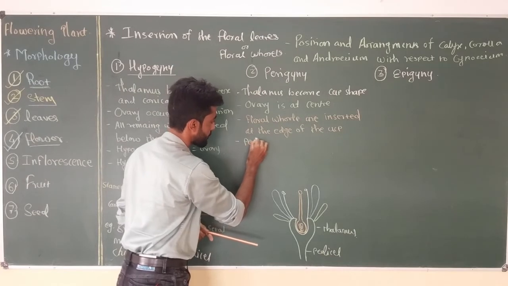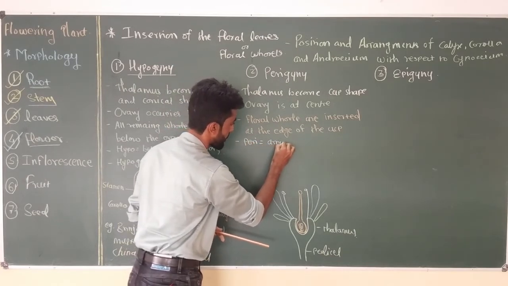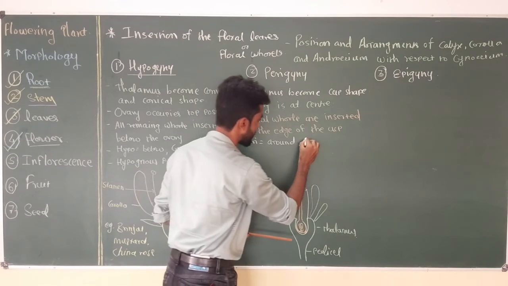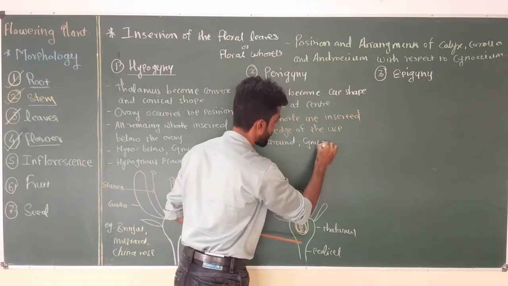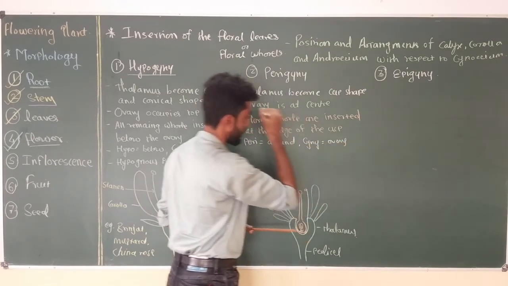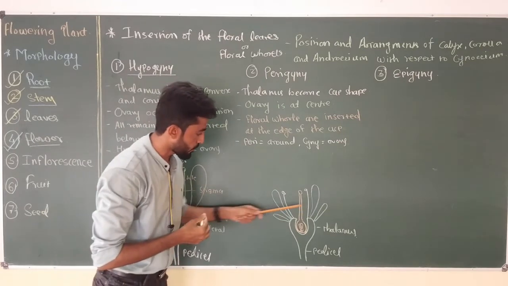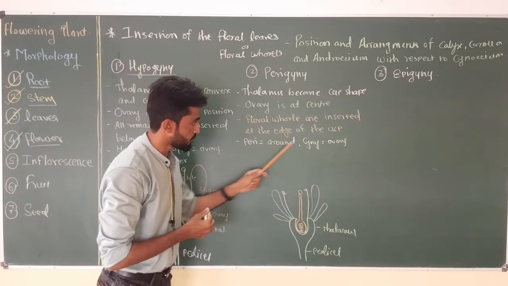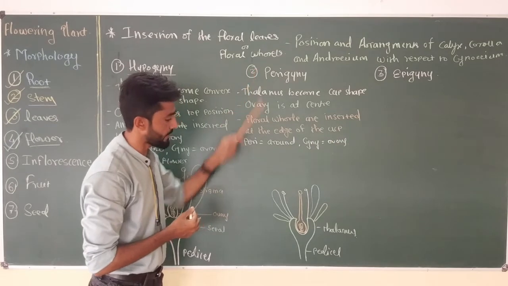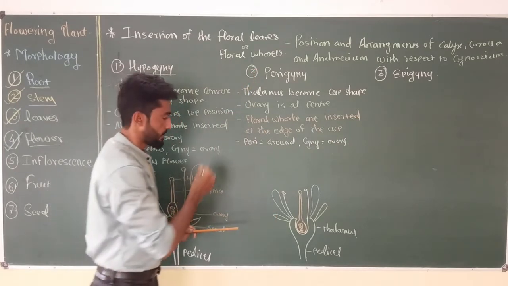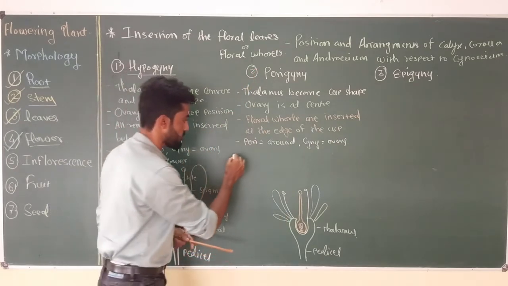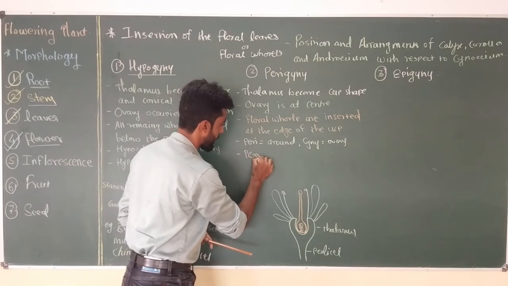Peri means around and gyne means ovary. Okay, that is all other floral whorl are present around the ovary. So it is called as perigyny type of arrangement, and the flower which show this type of arrangement is called perigynous flower.